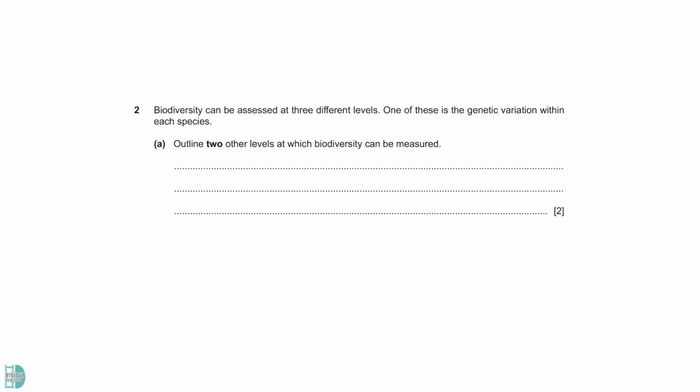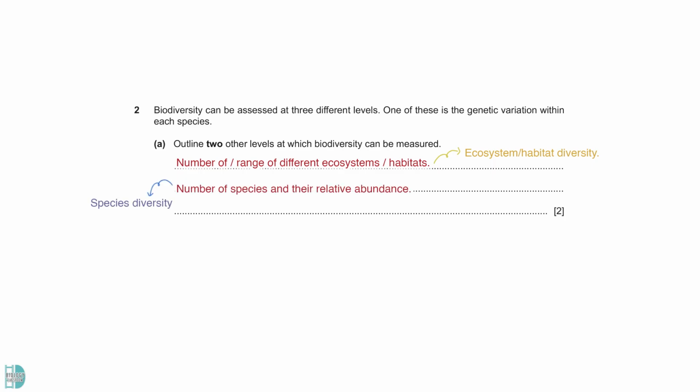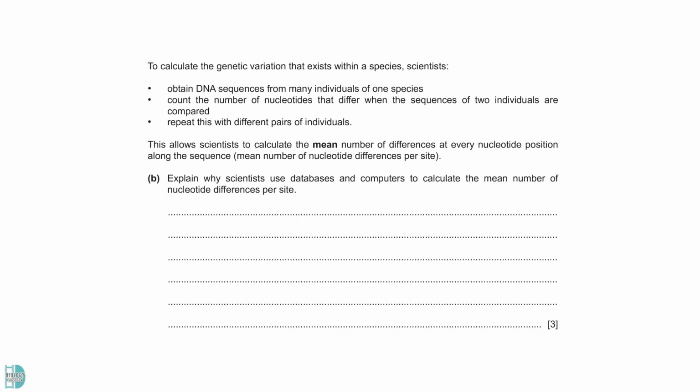2a. Outline 2 other levels at which biodiversity can be measured. The first one is the ecosystem or habitat diversity. It is determined by measuring the number of different ecosystems or habitats. The second one is the species diversity. It measures the number of species and their relative abundance. Here, we have information on how genetic variation is calculated.